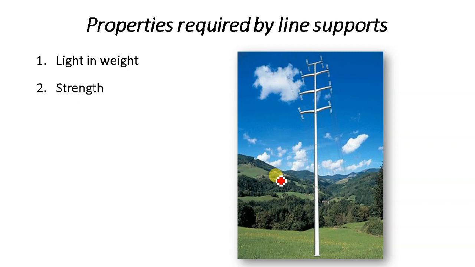The second is strength. The mechanical strength of your supports should be as high as possible, because it has to carry a conductor which has a heavy weight. In some cases it also has to withstand heavy winds and storms, and in some cases snowfall. So the mechanical strength of your line support should be as high as possible.